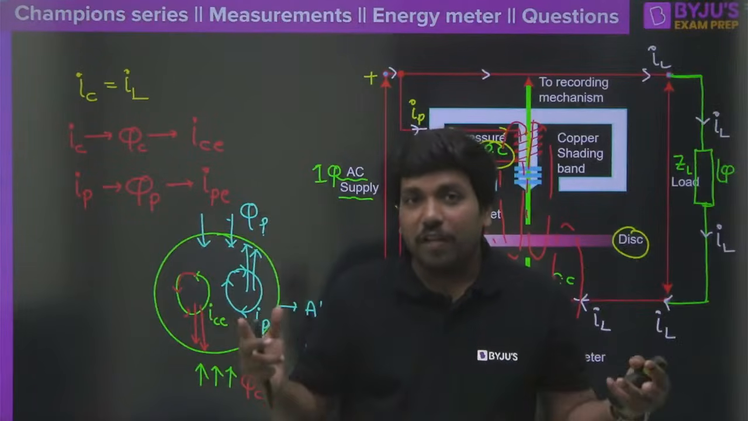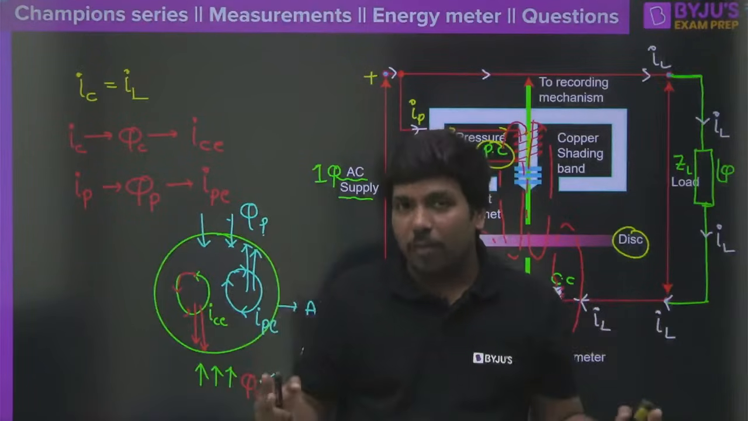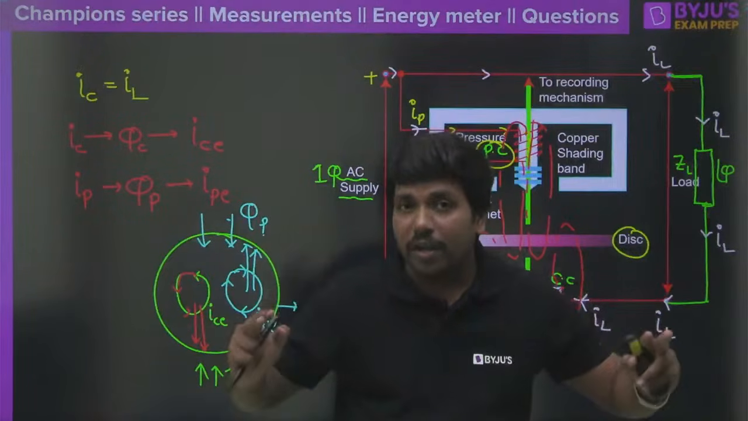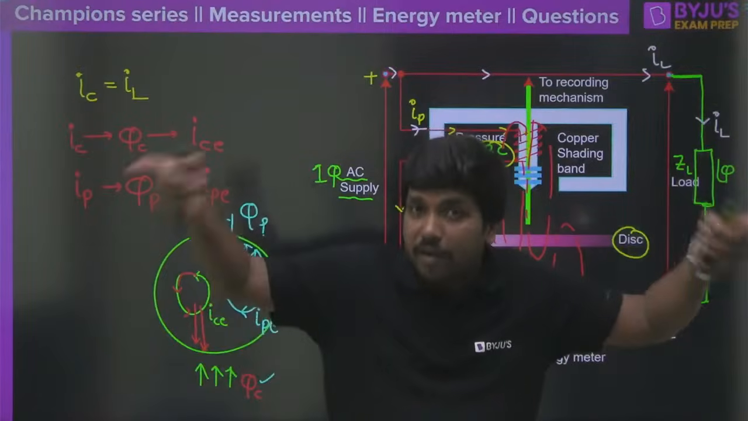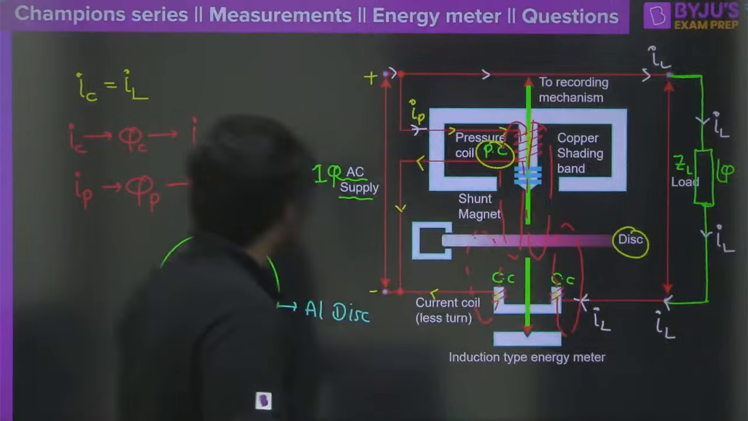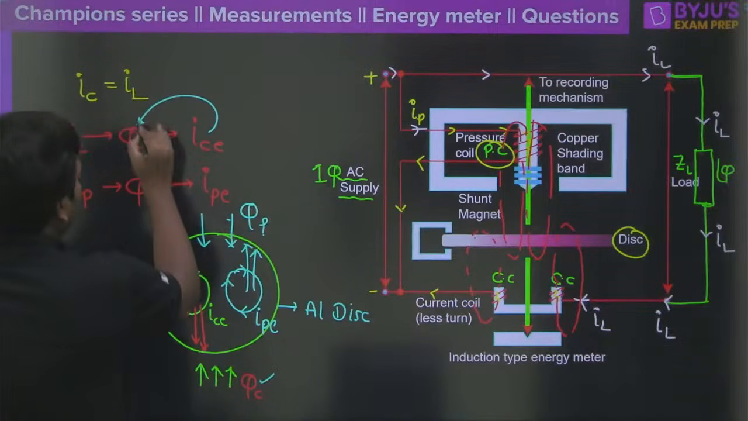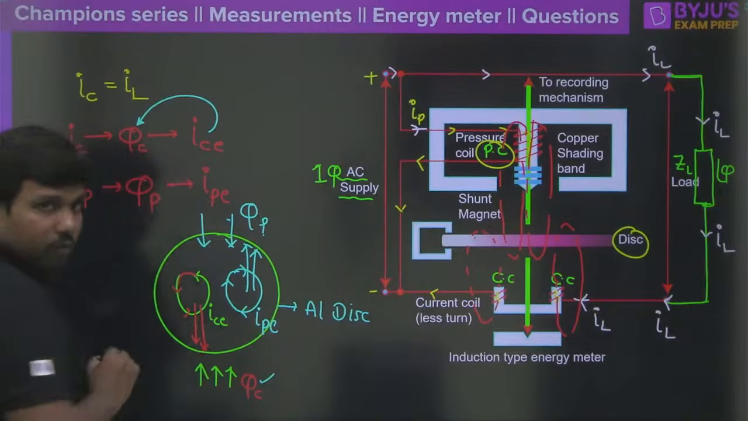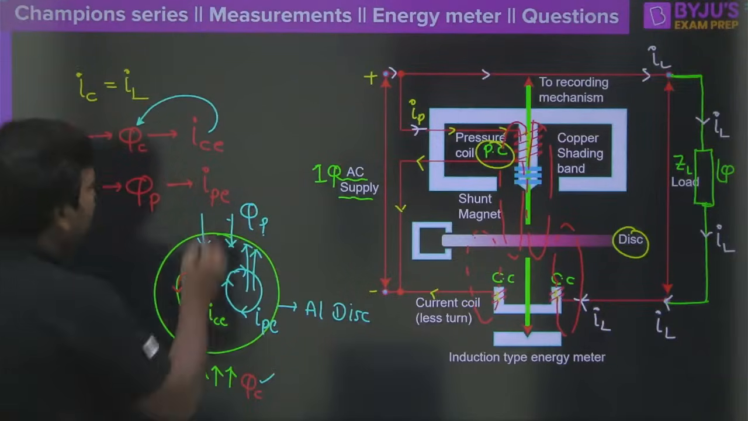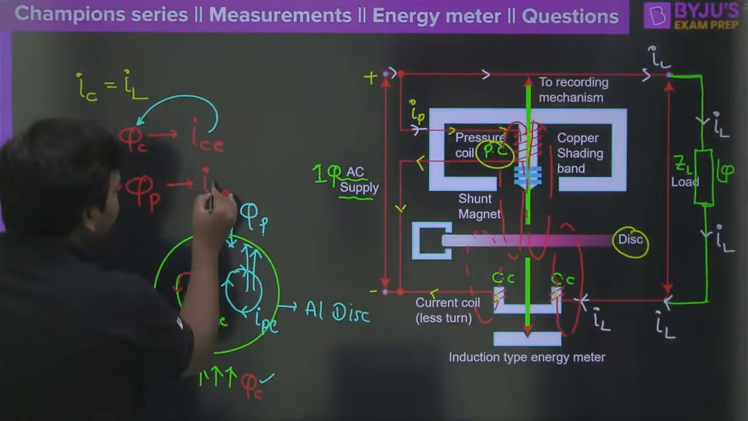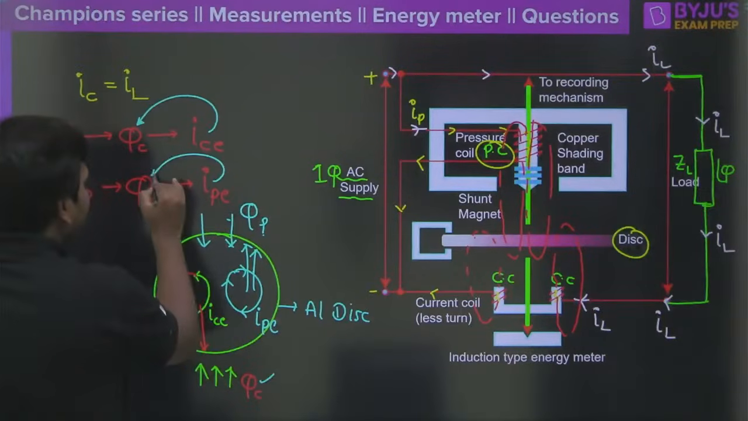So see, there are two eddy currents which are developed, and both of these eddy currents are going to oppose their parental flux. Clear? Parental flux means what? The eddy current created by the current coil has a parent, that is nothing but the flux because of the current coil. Clear? And the eddy current created by the pressure coil has a parent, that is flux P.